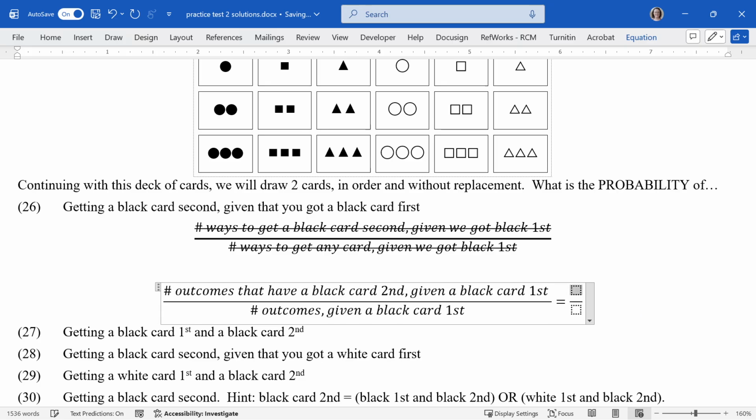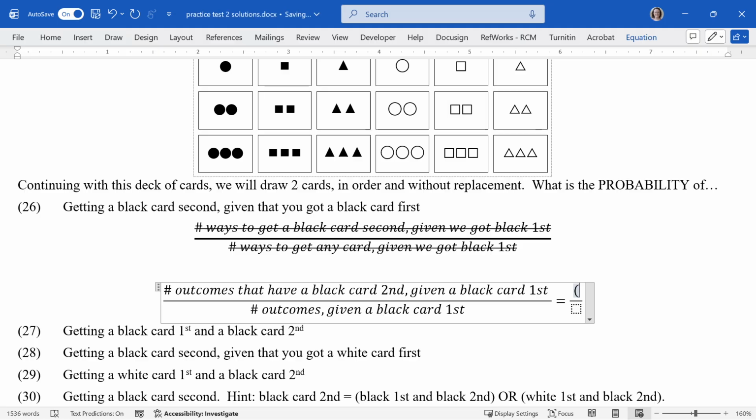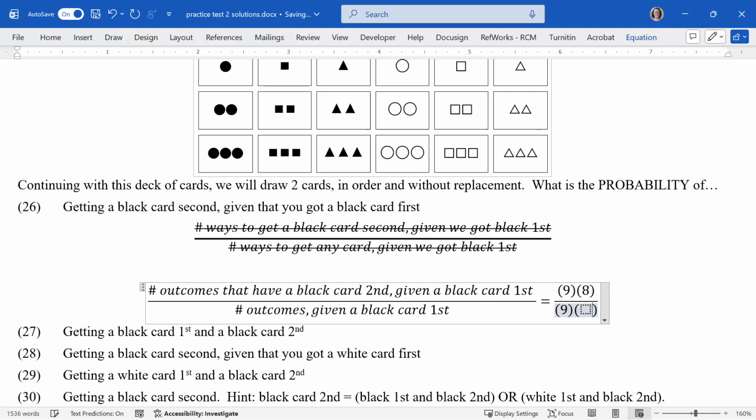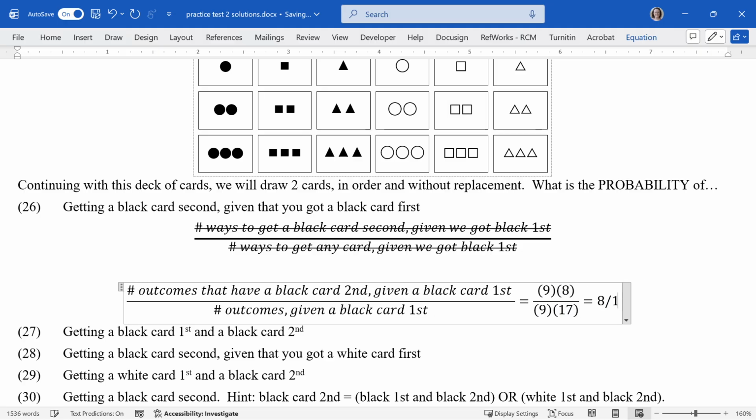So the number of outcomes that would have a black card second, given that they had a black card first, is basically the number of ways to deal 2 black cards from this deck. If you do a black card first, you have 9 ways to do that. Black card second is going to be 8 ways. And now the number of total outcomes, but only the ones that have a black card first. There's 9 ways to do a black card for the first one. And then after that, we're doing just any outcomes on the bottom. It doesn't have to have a black card second. So at that point, you would have 17 cards left to pick from for your second card. So this does cancel down to 8 over 17.